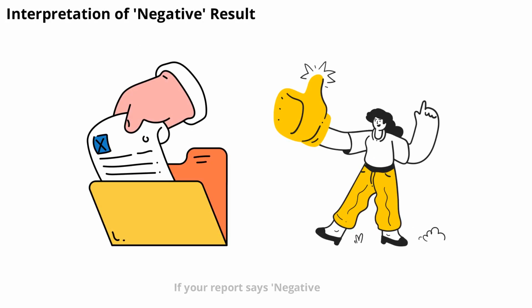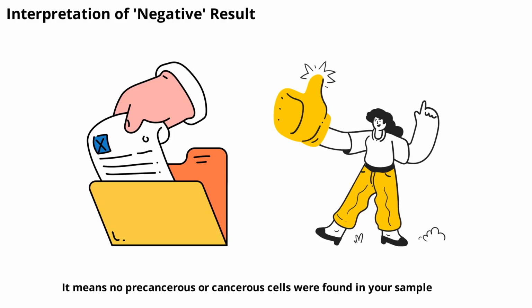If your report says negative for intraepithelial lesion or malignancy, that's good news. It means no precancerous or cancerous cells were found in your sample. This is the most common result and usually means you can continue with routine screening as recommended by your doctor. Remember, a negative result doesn't mean you're immune to future changes, so regular screening is still important.